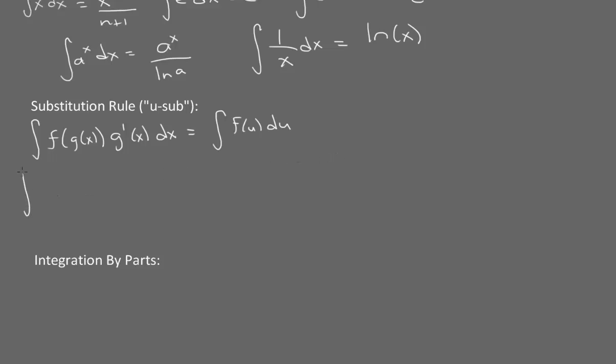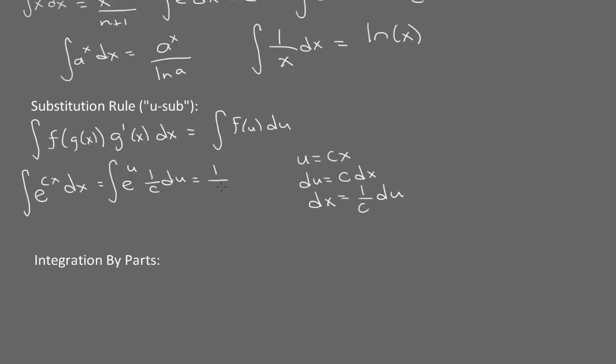Let's suppose we have the integral of e to the cx dx. Well, we can let u equal cx, and then du is equal to c dx, or dx is equal to 1 over c du. So we substitute our values in, and we get the integral of e to the u. Now dx is 1 over c du, and that becomes 1 over c, e to the u. Substituting back in u, we get 1 over c, e to the cx.